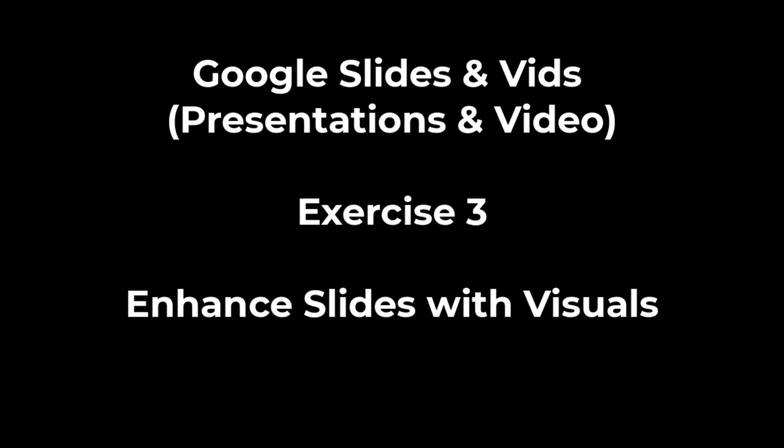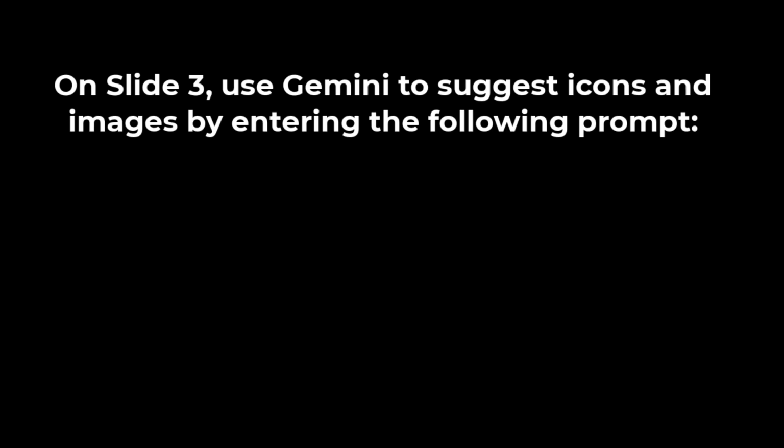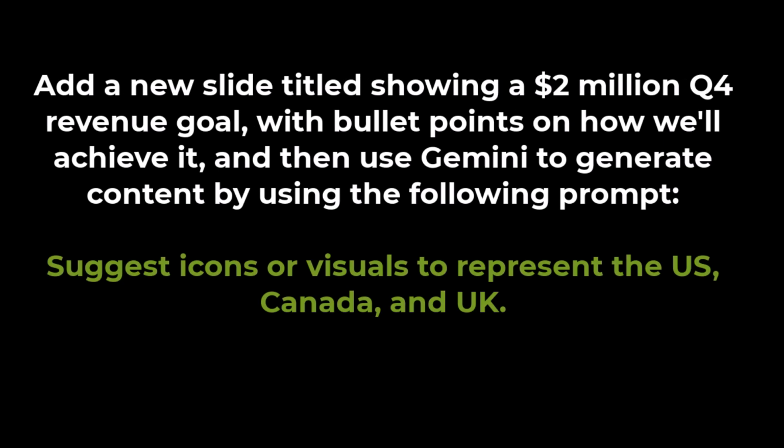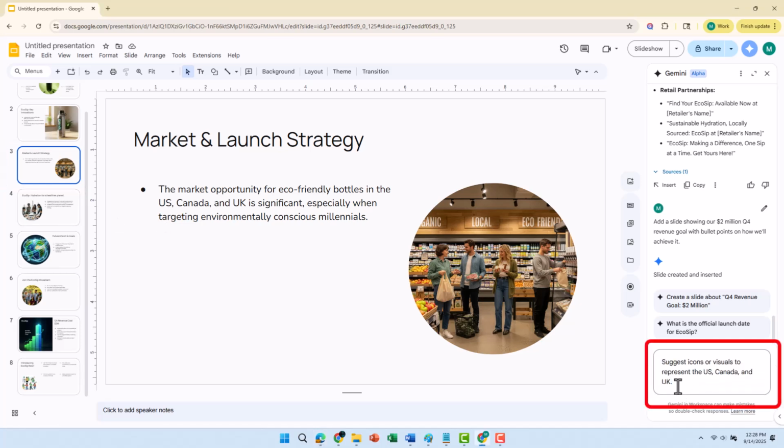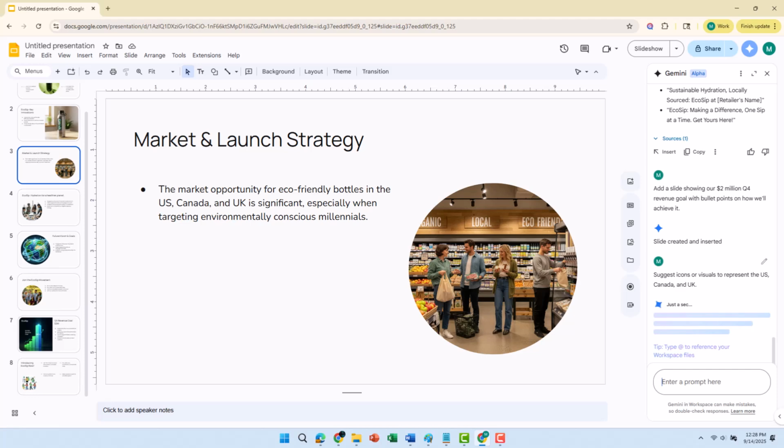Exercise 3. Enhance slides with visuals. On slide 3, use Gemini to suggest icons and images by entering the following prompt. Suggest icons or visuals to represent the US, Canada, and UK. On slide 3, click into a text box, and then in Gemini, enter the following. Suggest icons or visuals to represent the US, Canada, and UK. Review Gemini's suggestions.